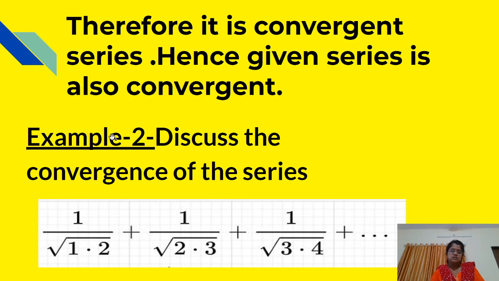Now see the next sum. Discuss the convergence of the series 1 upon under root 1 into 2 plus 1 upon under root 2 into 3 plus 1 upon under root 3 into 4 plus dot dot.